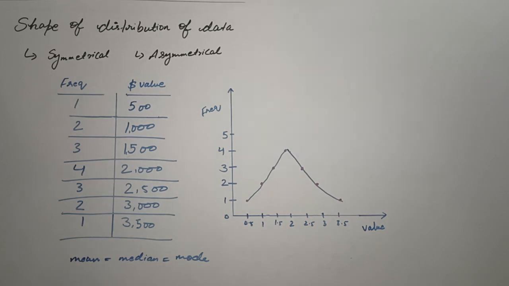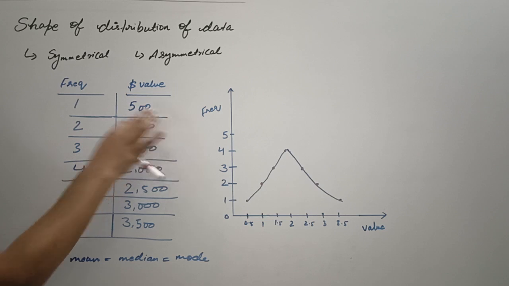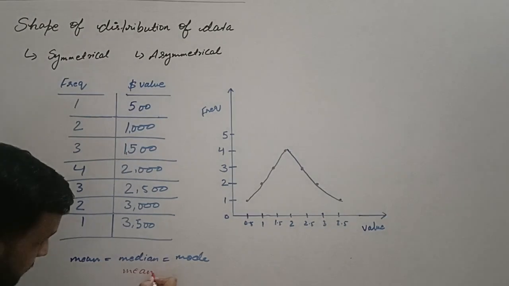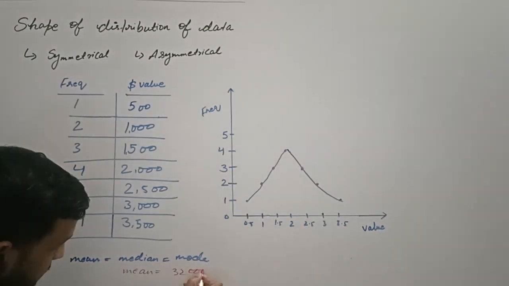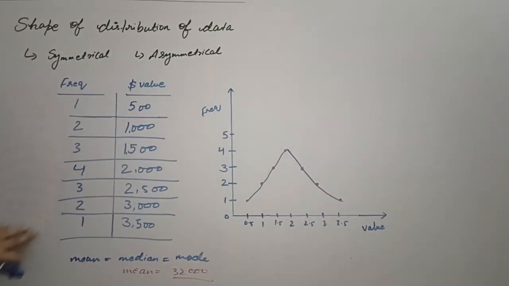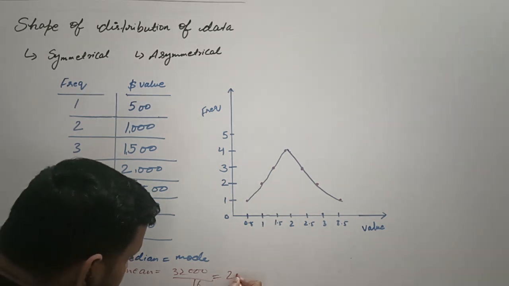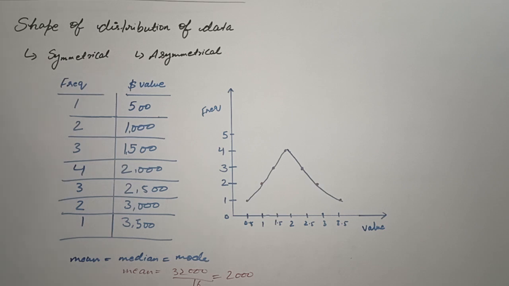Here if we do the sum, 1 into 500 plus 2 into 1000 plus 3 into 1500, and so on, if we do the sum of all these values, we get a total of 32,000. So our mean would become 32,000 divided by the sum of the frequencies, which is 16. So we get 2000. Our mean is 2000 in this case.